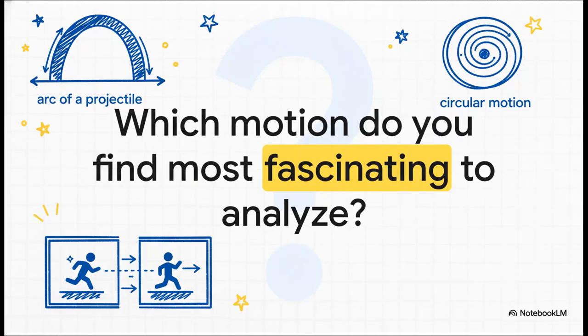So there you have it, our whirlwind tour of motion in 2D and 3D. It's amazing how the simple tool of a vector lets us describe everything from a baseball in flight to a spinning planet. Which kind of leaves us with one last thought.